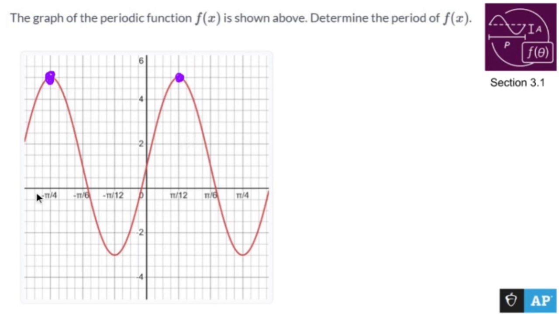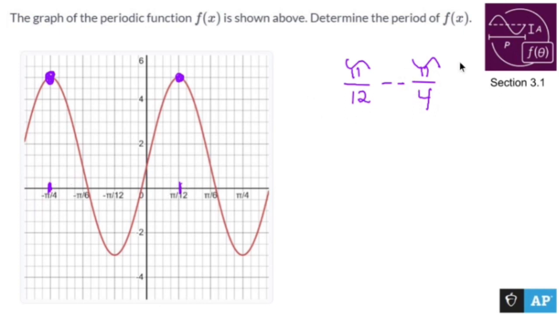Okay, so the easiest way probably to figure out how long this period is, you take the largest value, pi over 12, and you subtract the smaller value, so minus negative pi over 4. I'm not going to count how many spaces. That's an option that you can do, but this is something you learned back in Algebra 1 with a number line. You just subtract. It's probably easier that way.